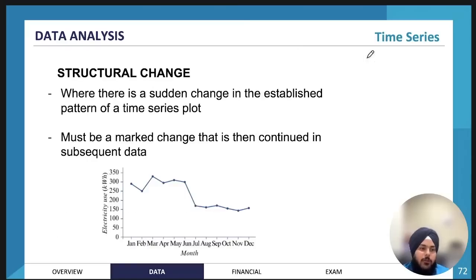Okay, so now we'll look at structural changes. Structural changes are rapid changes in the data which divert the data from its normal patterns, such as shown here. We have the data sort of consistent, and then there's a sudden change which drops the value by so much. There could be a variety of different reasons which might contribute to this, but essentially it's just a sudden change in the established pattern.